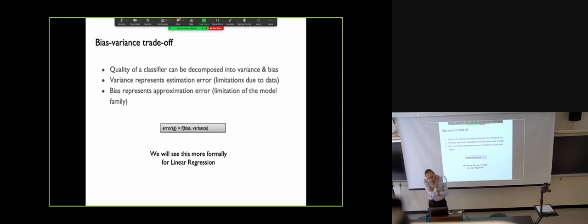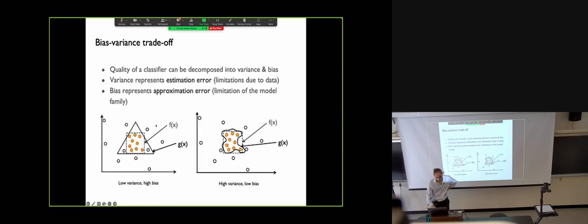So the quality of the classifier can be decomposed into variance and bias. Again, variance represents the estimation error due to data. Bias represents the approximation error due to the model family. We saw this again. This is a model which has high bias, and this one is a model which has high variance. So a very simple model has high bias, and a very complex model has high variance.